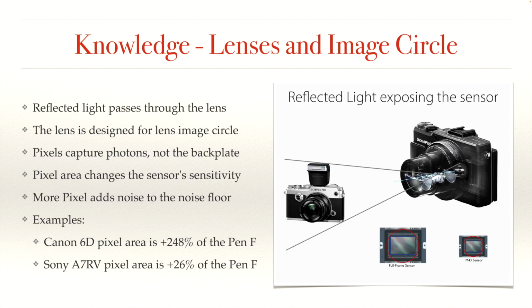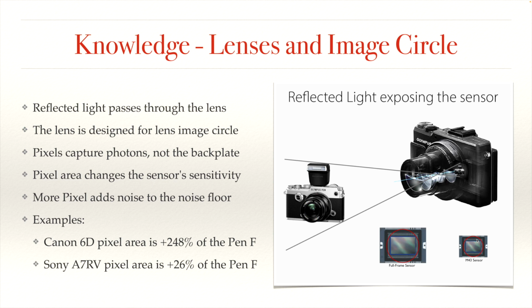Okay, and then another one that I want to quickly have a look at is whether one sensor receives more or less light than the other one. The subject is transmitted via the lens onto the sensor, and this image needs to cover the full sensor. We call this the image circle covering the image sensor. And on the Micro Four Thirds, it's a much smaller image circle.